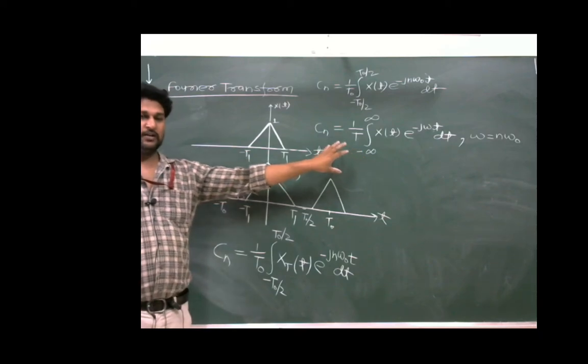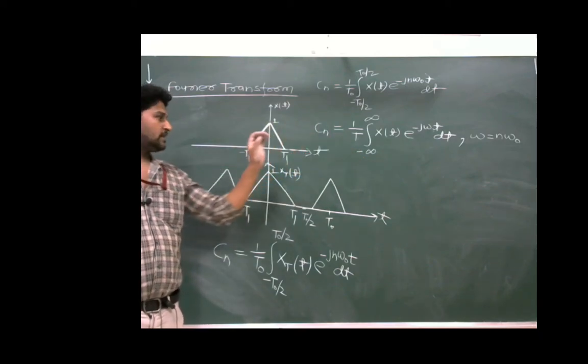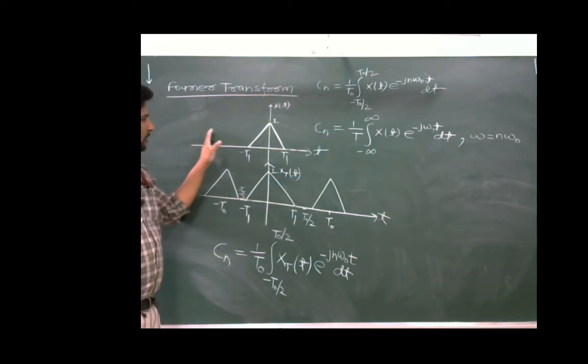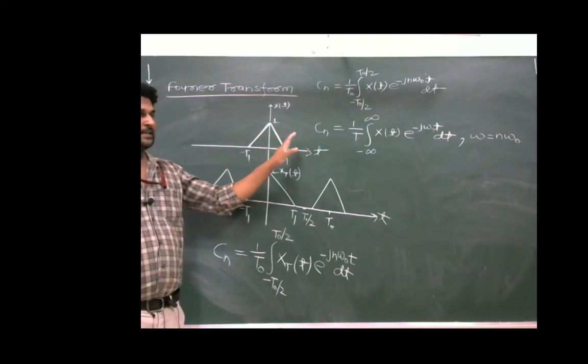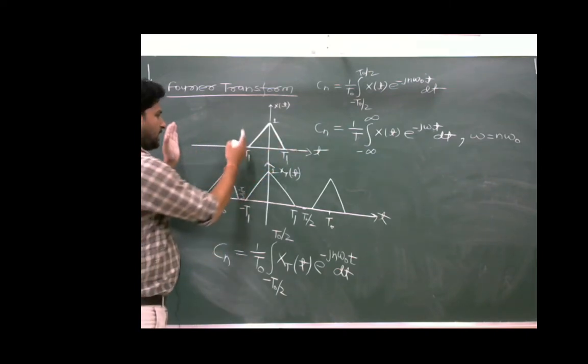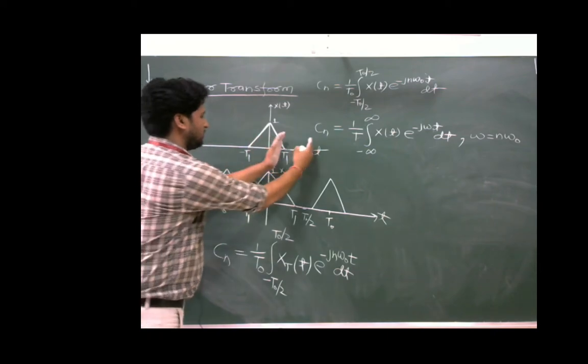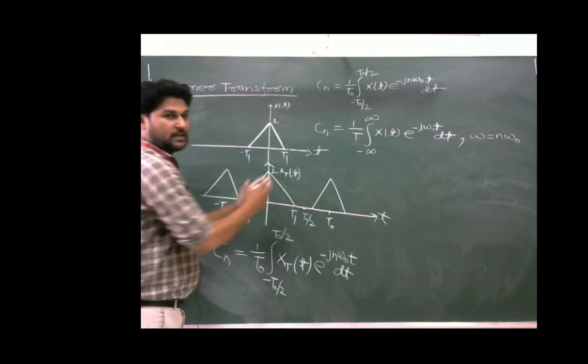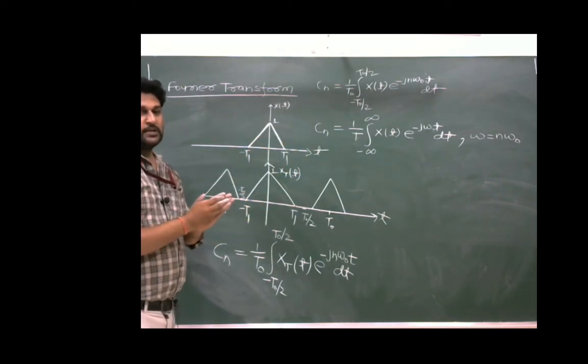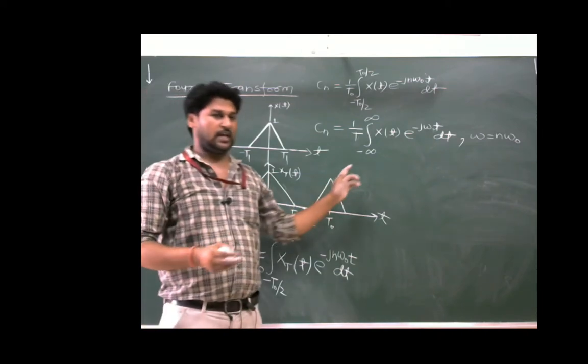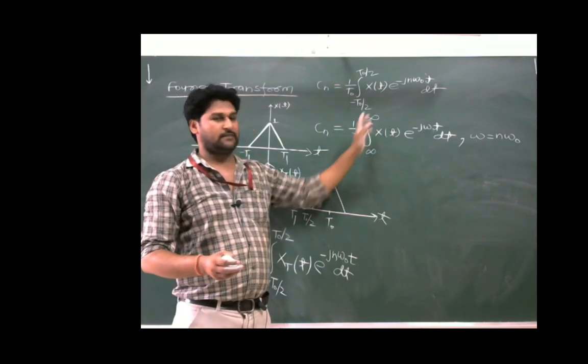What we are doing by integrating here is summing up all the values of the signal, and if in the summation we include these zeros also, this will not affect our calculation anyway. So I can put the limit here from minus infinity to plus infinity.